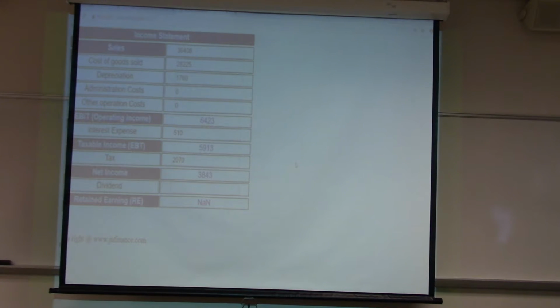After you got the EBIT, you use EBIT minus your interest expenses. That will be your taxable income. Just like we pay tax after you deduct everything you can, and that's your taxable income. And then we pay tax based on how much is your taxable income. So now what does EBIT stand for?